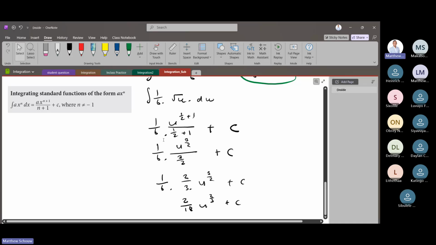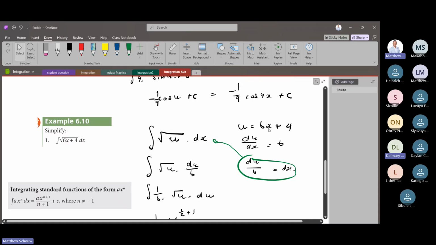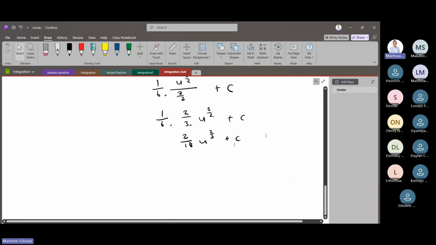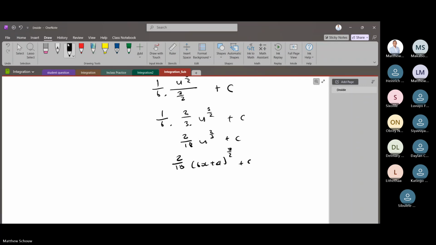And obviously, what was u again? u was 6x plus 4. Exactly. So we just take 2 over 18, 6x plus 4. Is it 3 over 2? Sorry. I made a mistake here. 3 over 2. There's nothing wrong to make mistakes as long as you can fix them. That's what's important.